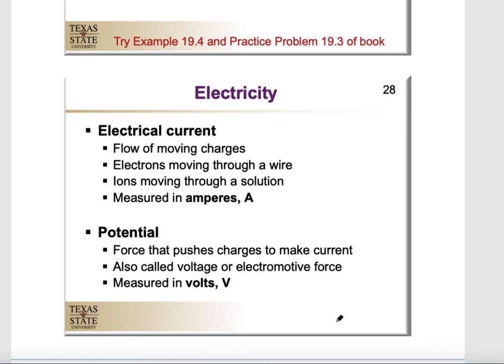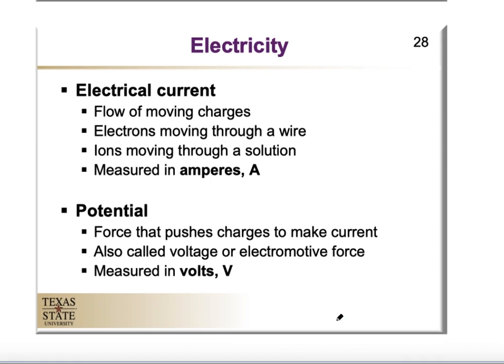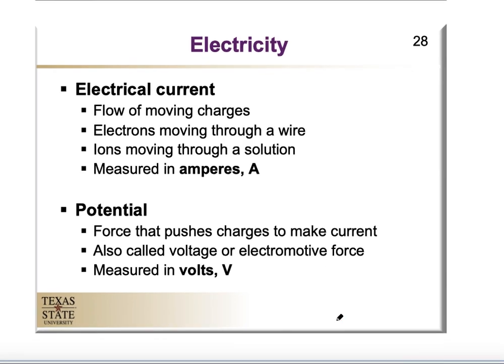All right, we're going to go over a couple of concepts to get us ready for the next section. So electricity. For electricity, there's 2 concepts. One of them is electrical current. Current is usually written as the letter I. Actually, you will see it in an equation later on as capital I, if I remember correctly. Electrical current is basically the flow of moving charges. One example of current is electrons moving through a wire, or another example is ions that move through a solution. Both of those are examples of electrical current. Current is measured in amperes, which are symbolized with the capital letter A.